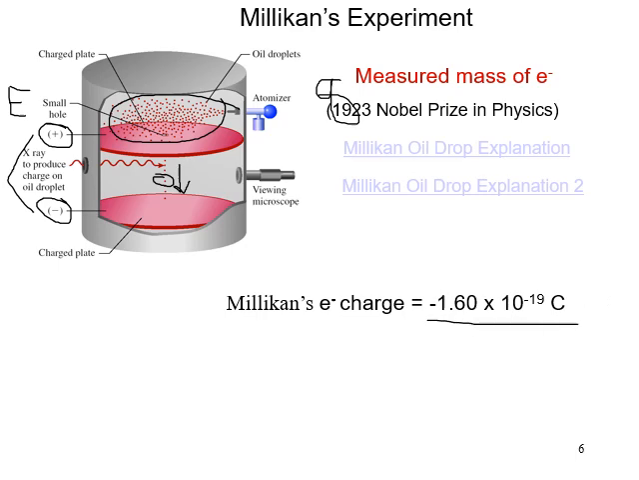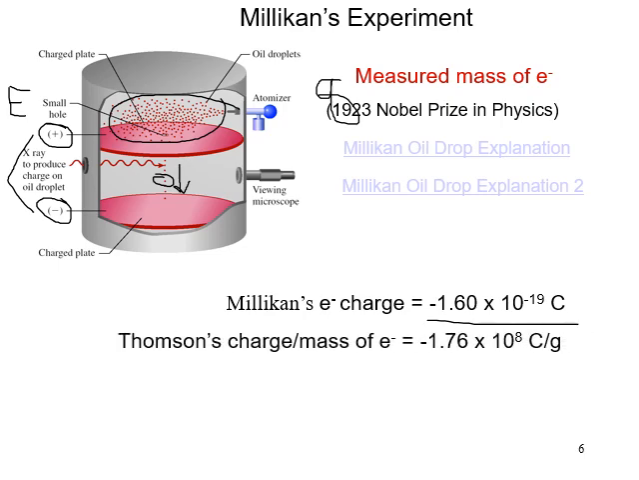1.6 times 10 to the minus 19th coulombs. Now, why do we care about this? This is a physicist's world, where they were really looking at what matter was made of. In chemistry, we're really going to focus on what those 3 subatomic particles are.